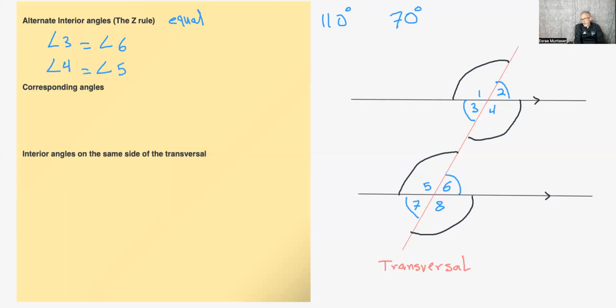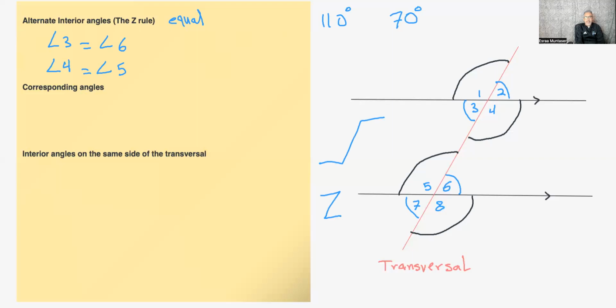They are on different sides of the transversal, and they are interior, on the inside of the parallel lines. Also, we call it the Z rule because if you go like this, you make a Z between the 3 and the 6. Also, if you go like this, you make a Z between the 4 and 5, except the Z is a kind of funny Z, but the other one looks more like this. All right.